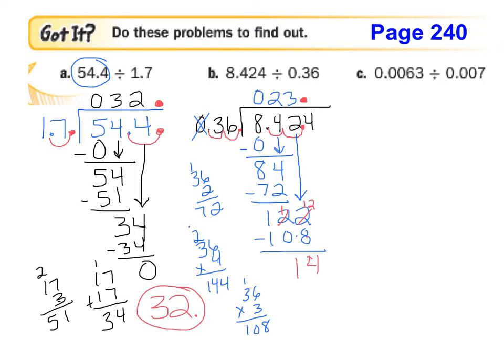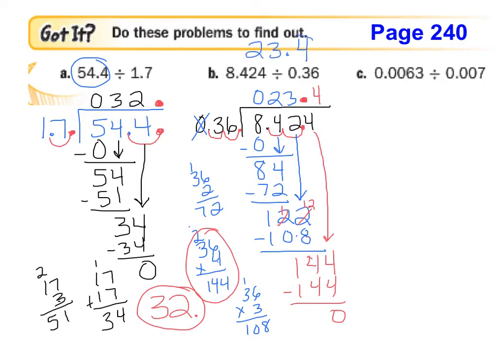So now I still have one more 4 to bring down, and 36. Well, hey, I already saw this over here. 36 times 4 was 144, so I know I'm going to take out 4 groups. I get 144, and I have no remainder. And notice my 4 is behind the decimal. So our quotient this time is 23.4.